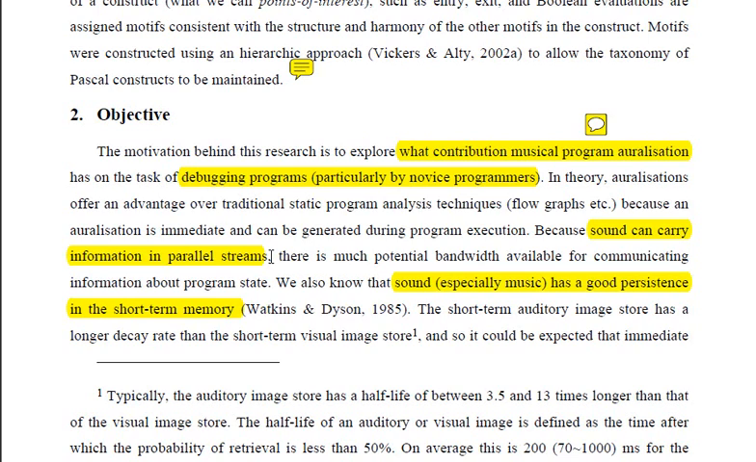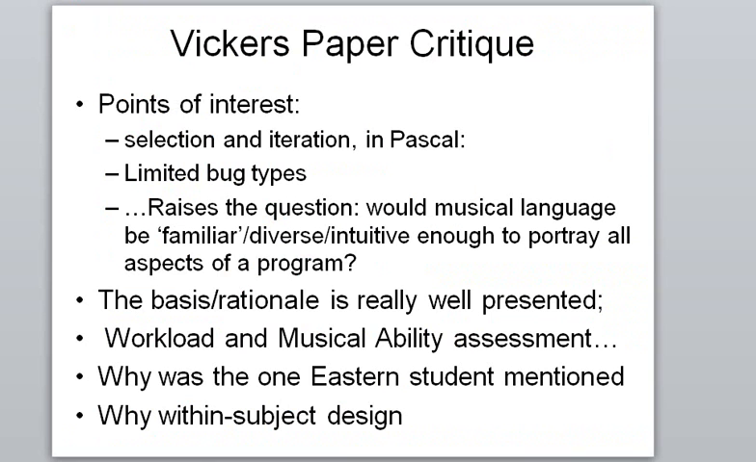Also, from psychological theory, we know that sound, especially music, has good persistence in the short-term memory. So it's likely that oralizations can provide us with ancillary information that's really useful to us, that stays with us in short-term memory. So that's good rationale for why you might suspect that program oralization might be a really good thing to do. So that's a critique that is positive. And indeed, they're very upfront about the scoping issue here, so that's sort of a critique that's covered, I suppose.